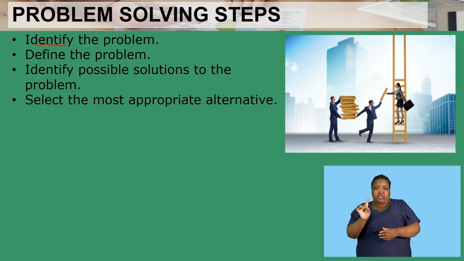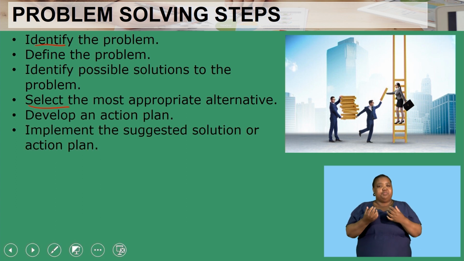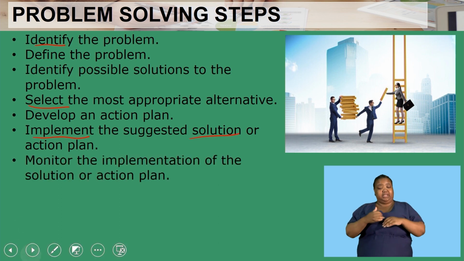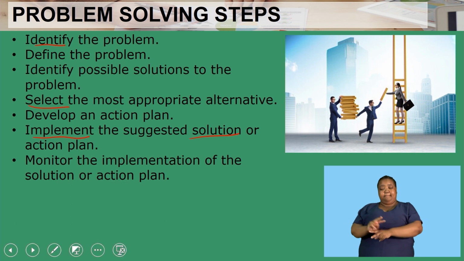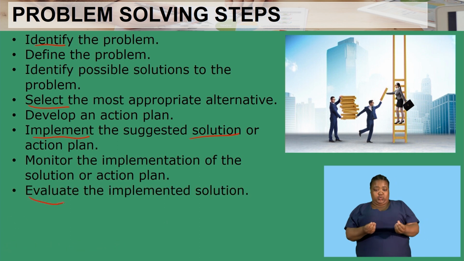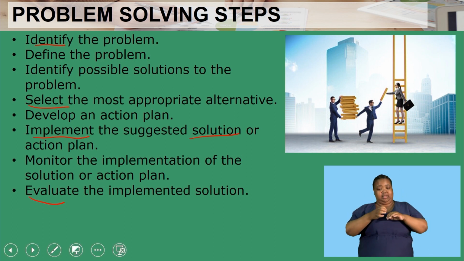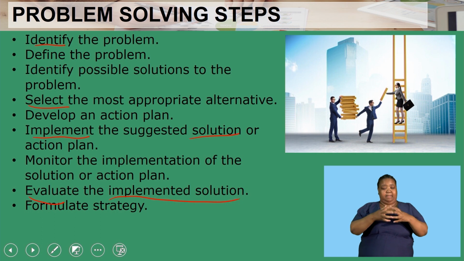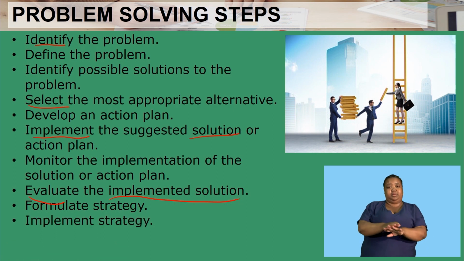And then you select the most suitable alternative, develop an action plan, implement the suggested solution or action plan, monitor the implementation of the solution or action plan, evaluate. Remember, when you're evaluating, you're weighing it, you're looking at the positives and the negatives of the implemented solution. And then you're going to formulate a strategy. Thereafter formulating it, we are implementing it. What does it mean to implement? We are putting it into action.